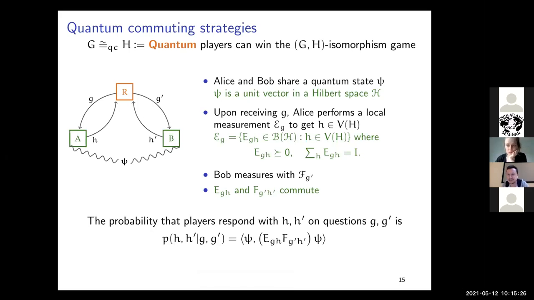Sorry, can you explain the size of the Hilbert space? So this Hilbert space isn't somehow constructed from just vertices? No, that's the interesting thing: you cannot bound the dimension of this Hilbert space in terms of the number of vertices in G and H. Ooh.